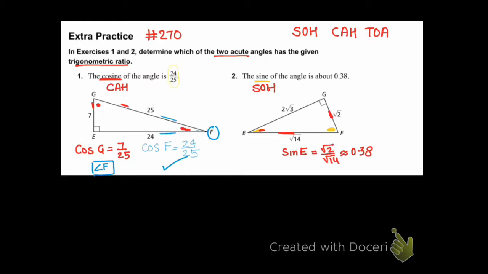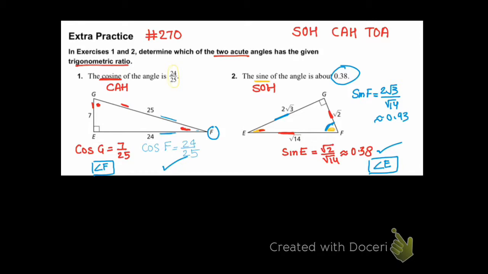What if I would have started from angle F? We can check that also. If I find the sine of angle F, for F the opposite is 2√3 over the hypotenuse √14, and when I solve it I get 0.93. So this means E is the correct answer. Which angle has the value 0.38 for the sine? That's angle E. That's our answer.